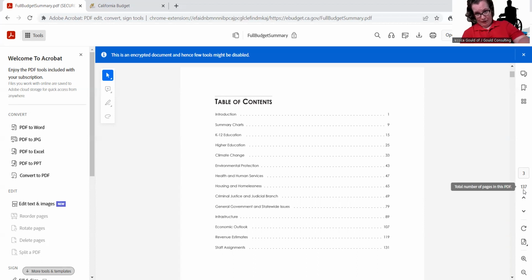So let's do health and human services first, which is on page 47. So we do control find. This is so you don't have to go all the way down to page 47, but you can if you want. That didn't work. So I'm just gonna have to go all the way down. Okay.